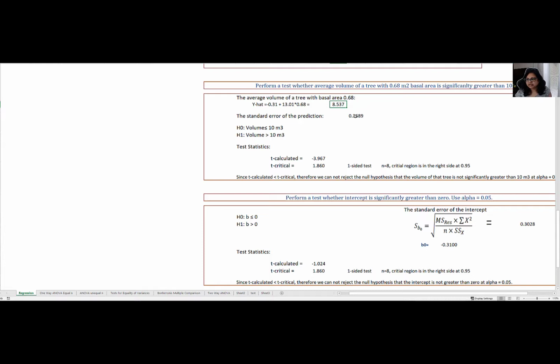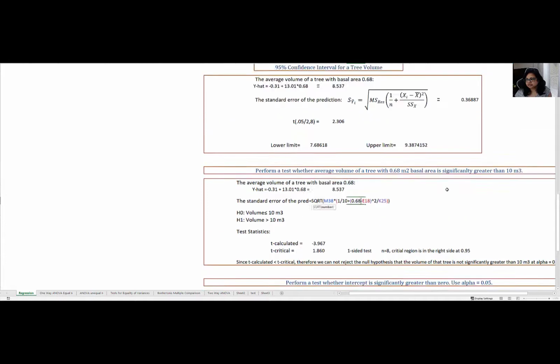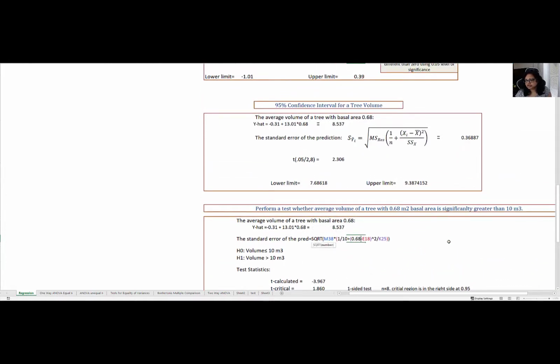And then what would be the standard error of the prediction? Same thing I used. You can use this same equation. You can see MS res, 1 over n, and then 0.68 minus the mean value of the independent variable, and then divided by SSX. And you also need to take the square root of them. Same thing I did, same values I used.